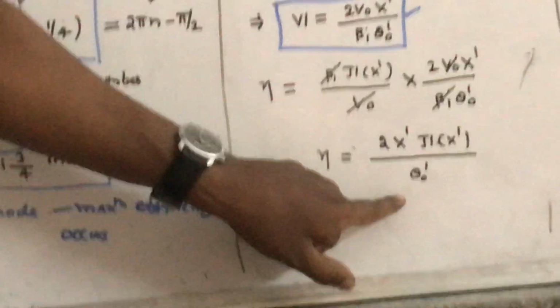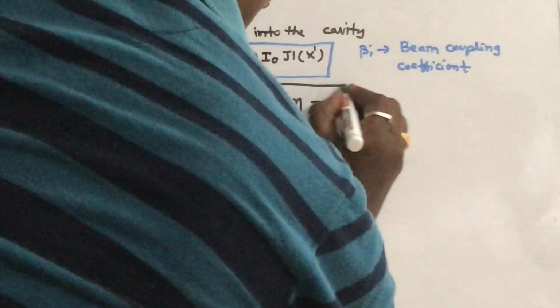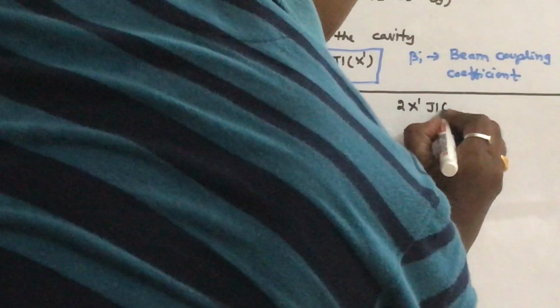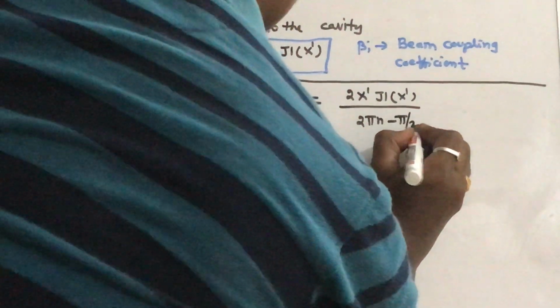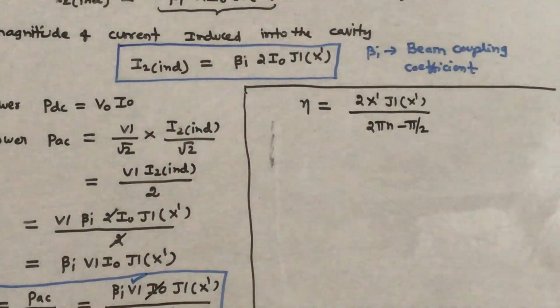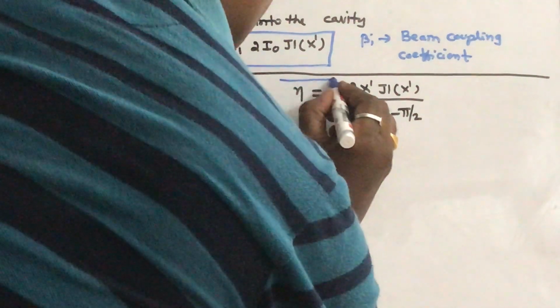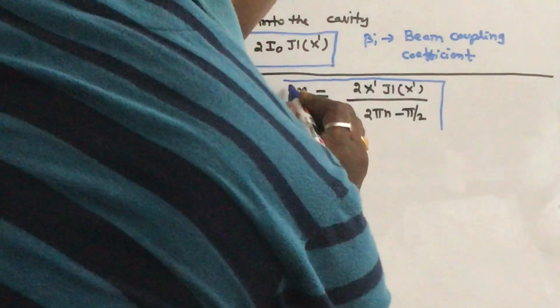Substitute this value here. So the efficiency is equal to 2 X dash into J1 of X dash by theta 0 dash, which is 2 pi n minus pi by 2. So this is the efficiency derivation of reflex klystron. Remember that this is the efficiency of reflex klystron.